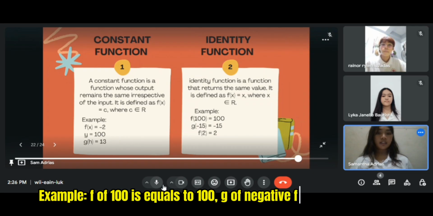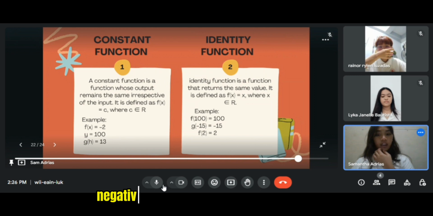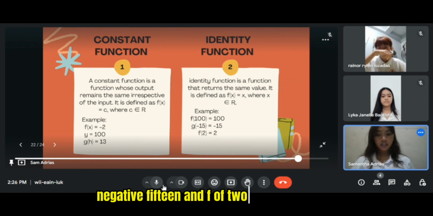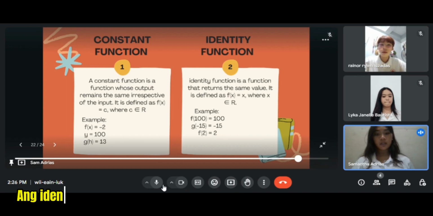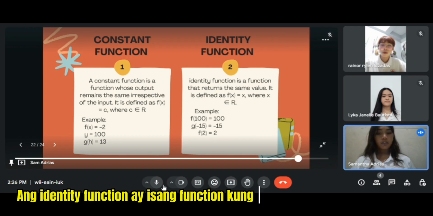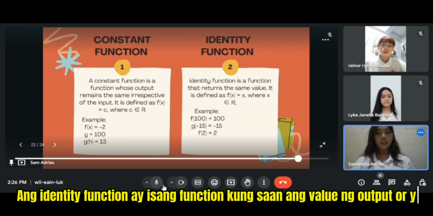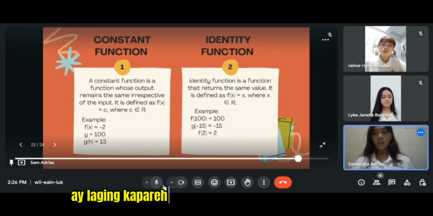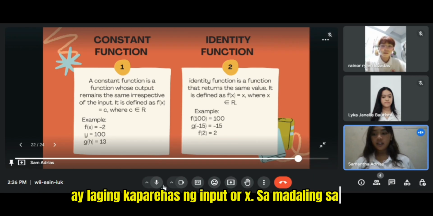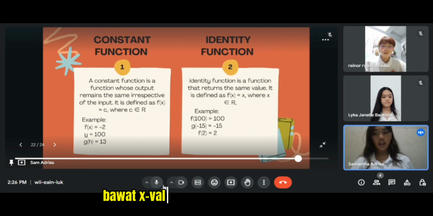g(-15) = -15, and f(2) = 2. Ang identity function ay isang function kung saan ang value ng output or y ay laging kaparehas ng input or x. Sa madaling salita, bawat x value ay may parehong y value.